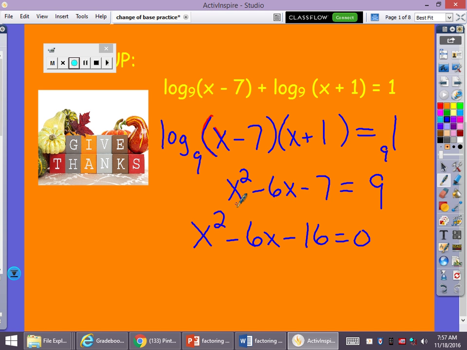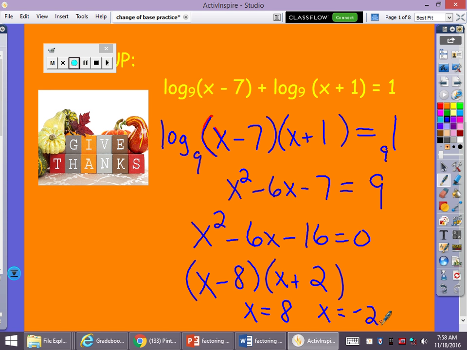At this point, you can do the quadratic formula or you can factor. I'm going to go ahead and factor, and I get x minus 8 times x plus 2. x equals 8, x equals negative 2. Now, something we have not done: you cannot find the log of what type of number? A negative number.